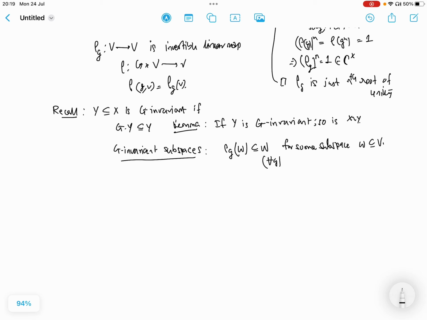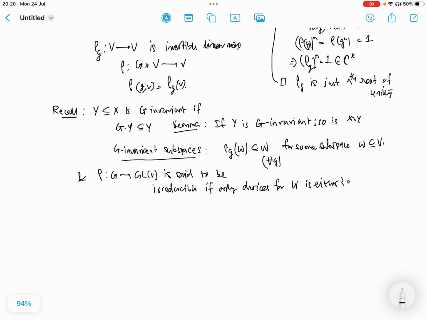So there is a G invariant subspace, and rho from G to GL(V) is said to be irreducible if the only choices for W are either 0 or the entire V. So these two are very much compatible with the last two definitions.